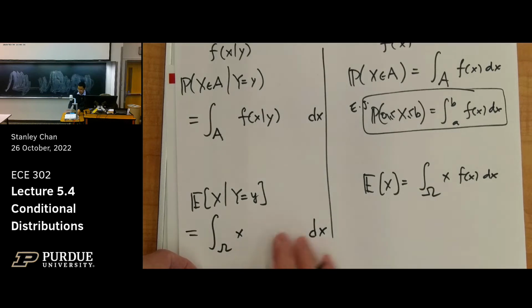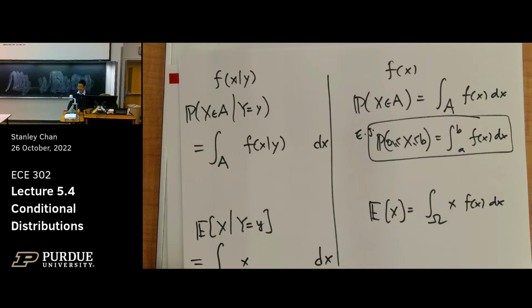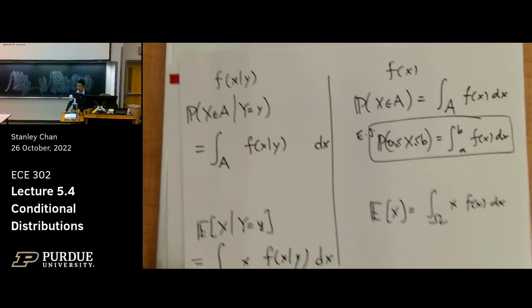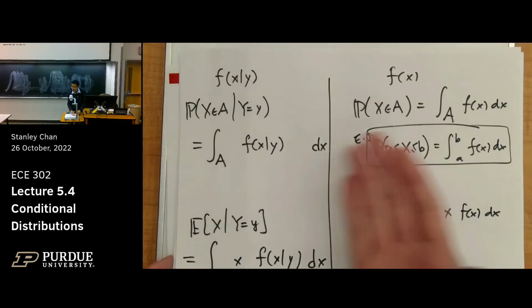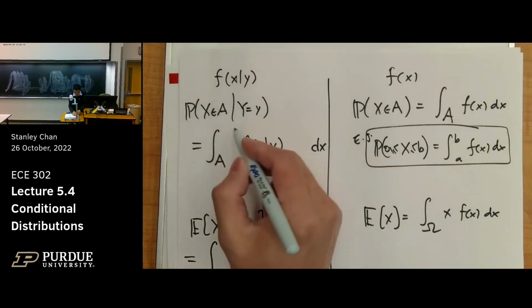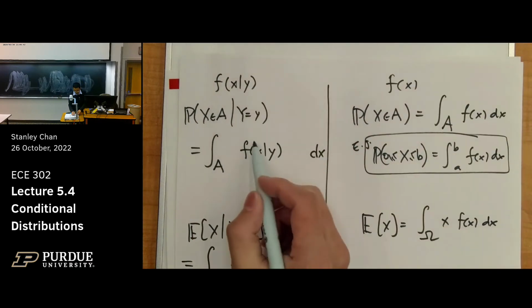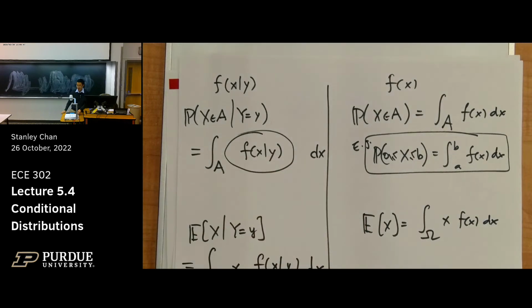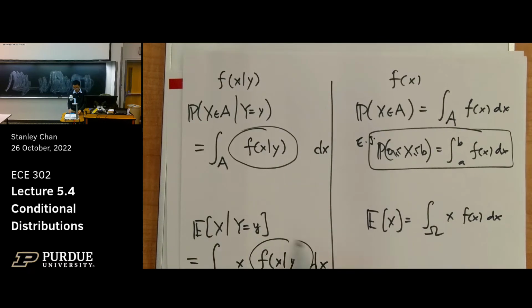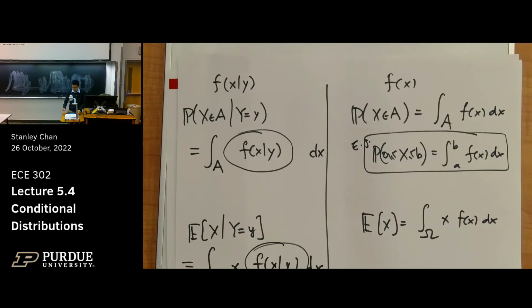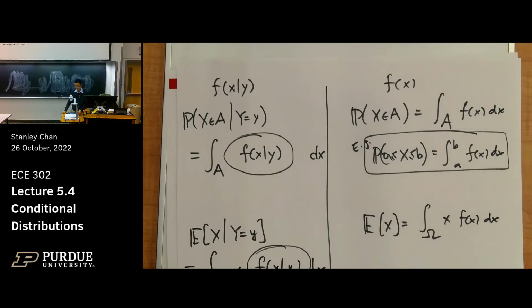What should be the PDF you put in? F of x given y. So far I haven't told you the meaning of that, but just remember the analogy between the two. Whenever you see the probability of x in A given that a certain event has happened, just replace your PDF by the conditional PDF. Whenever you see the conditional expectation of x given something has happened, just put in that conditional PDF. Whatever you do in the original case, do it in the conditional case. Replace the PDF by your new PDF.